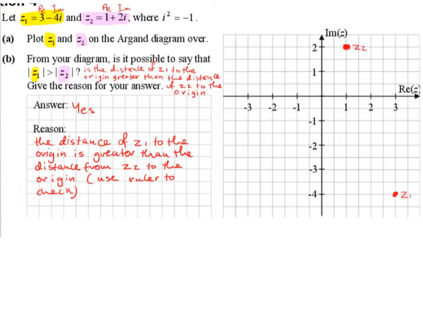Then z2 is 1 plus 2i. So we go to 1 on the real axis, and 2i on the imaginary axis. So 1 plus 2i gets us to here. So we plot the point z2. So 1 on the real axis, 2 on the imaginary axis.